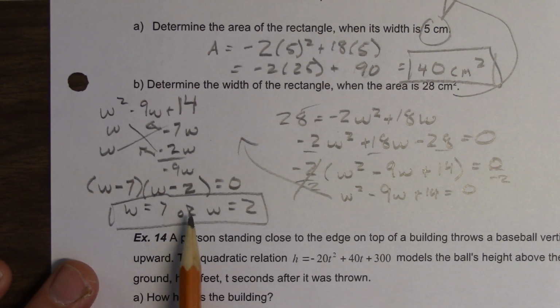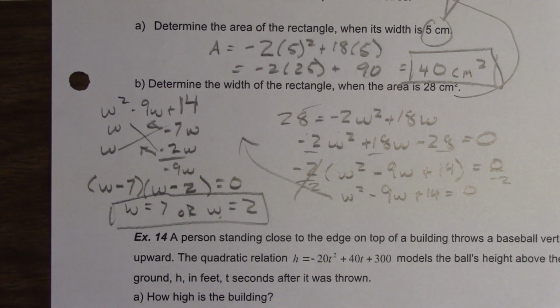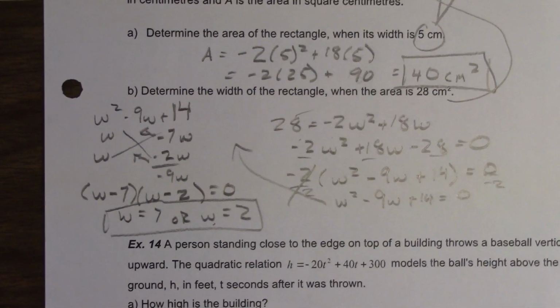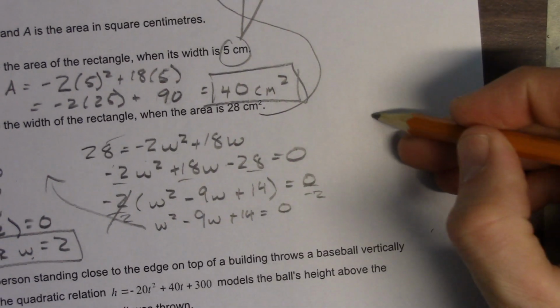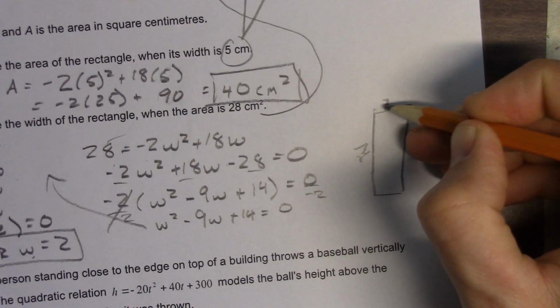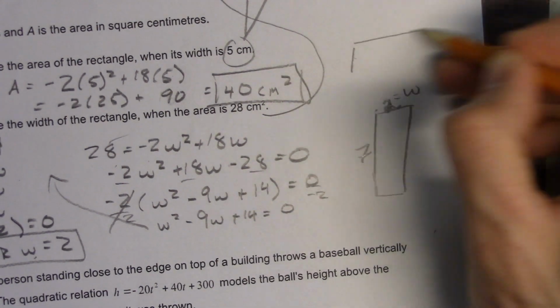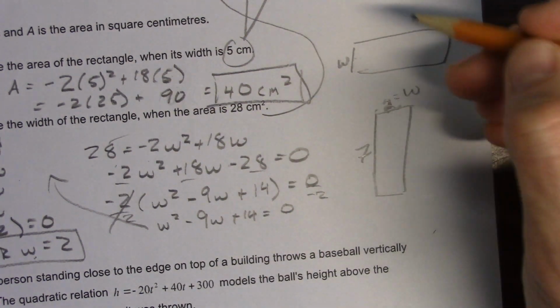All right, why does that make sense? Rectangle that has to have an area of 28. How could your width be 7 or 2? Does it make sense? Does it? Let's just talk about it a second here. If I have a rectangle that's 2 and that's 7, where the 2 is width, can I also have a rectangle that looks like this? Yeah.